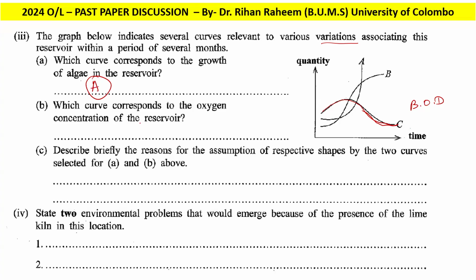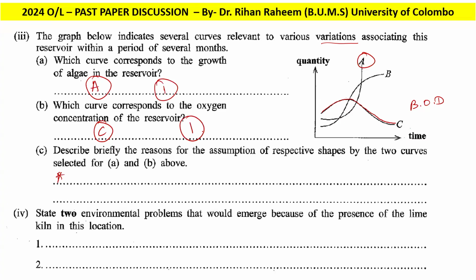Which curve responds to the oxygen concentration of the reservoir? Most probably C, because there is no other curve which is going down. Describe briefly the reason for the assumption of respective shapes by the two curves selected, A and B. Here A is because of the uncontrollable growth of what? Green algae. It's increasing day by day. And due to the lack of oxygen and the growth of anaerobic bacteria, the amount of oxygen is reducing day by day. Are you clear? So that part you briefly explain.